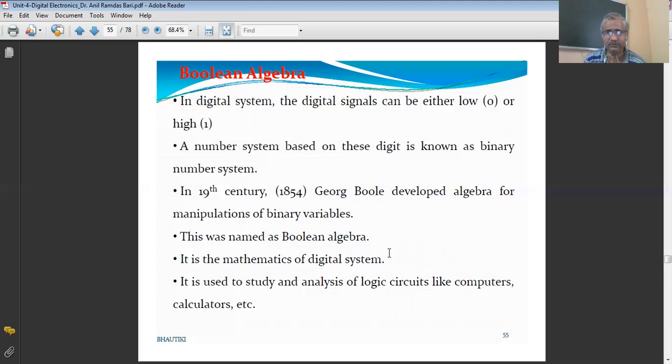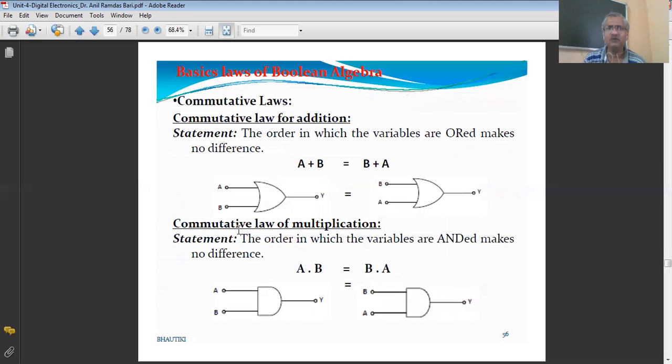So Boolean algebra is very important because all the digital electronics is based upon this Boolean algebra. So here are some laws that are associated with the Boolean algebra. So the first law is the commutative law.